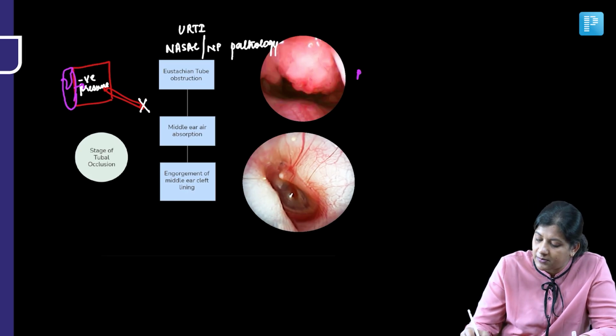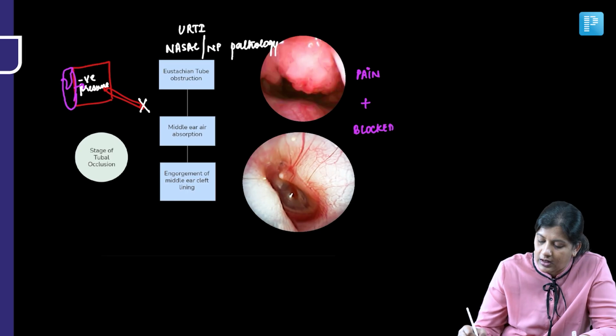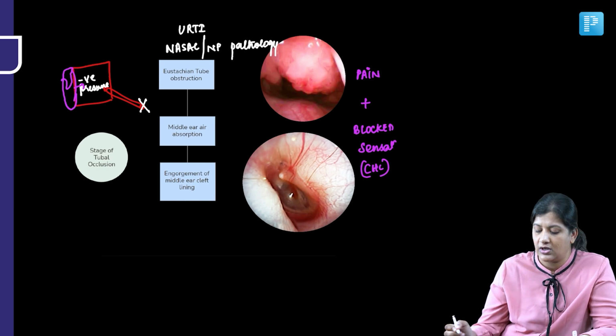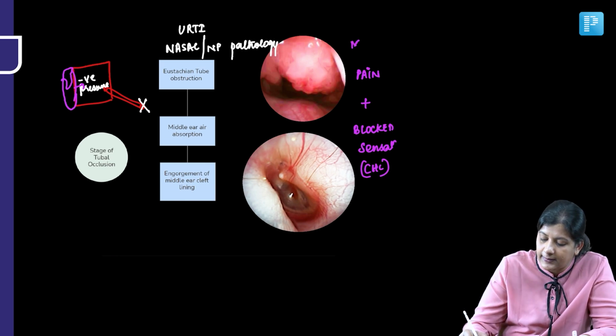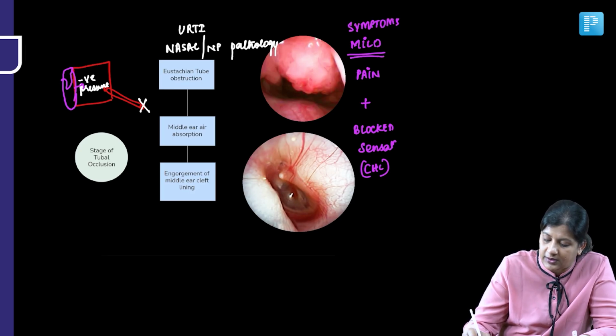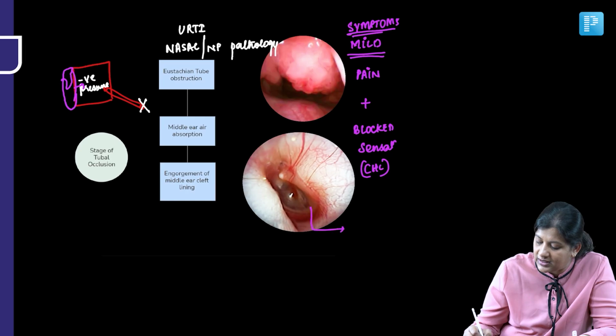What are the symptoms that the patient can experience in this stage of the disease? The patient can have pain and a blocked sensation in the ear, suggestive of a hearing loss, which is a conductive type of hearing loss. Now, are these symptoms severe? No, they are mild symptoms. On examination, what would you see? On examination, you will see that there is mild retraction of the tympanic membrane.